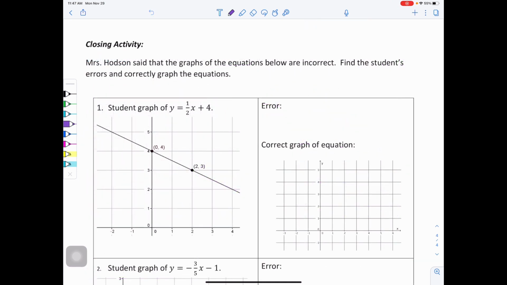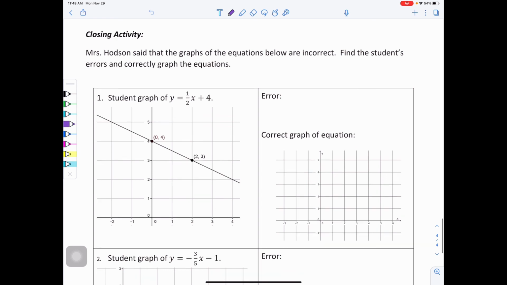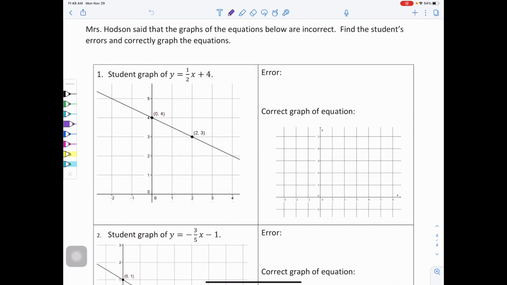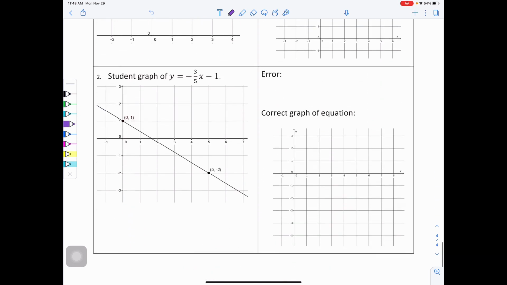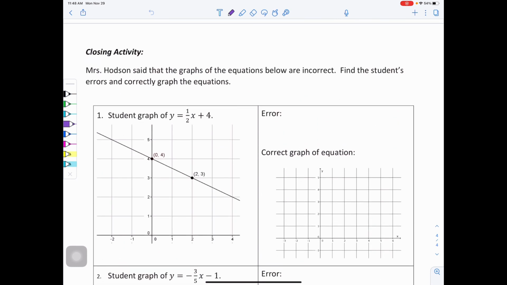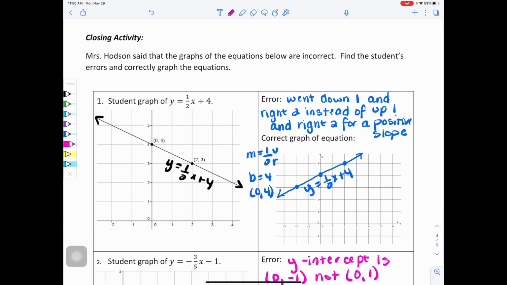Now I'm going to have you try the closing activity. It says Mrs. Hodson said that the graphs of the equations below are incorrect. Find the student's errors and correctly graph the equations. So you can see in graph number 1 and graph number 2, the student work is on the left. Then on the right, there's a place for you to write the error as well as correctly graph the equation. So at this time, I'd like you to pause the video and try the closing activity. And when you're ready to go over the answers, you can resume the video. All right, now that you've had a chance to try the closing activity, let's go over the answers.